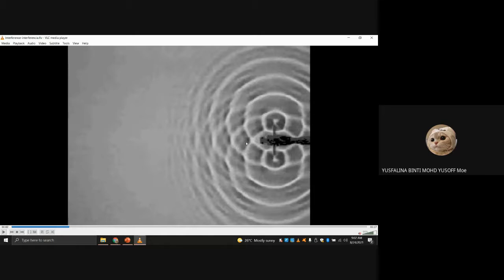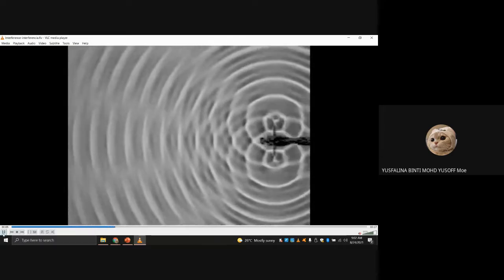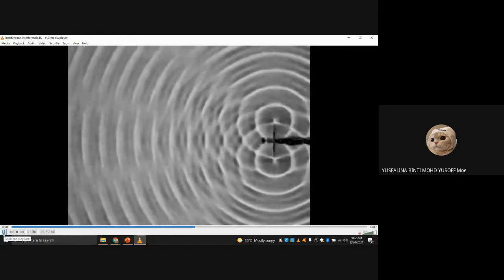So this one is actually crest meeting crest. Remember, you already learned that crest produces the bright one, the bright wave, while the trough will produce the dark one. So here at the bright one, this is crest meeting crest actually. So this is the interference. They use two dippers to produce two sources of water waves.